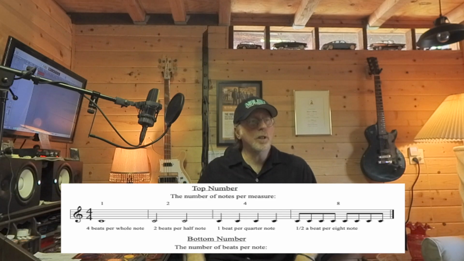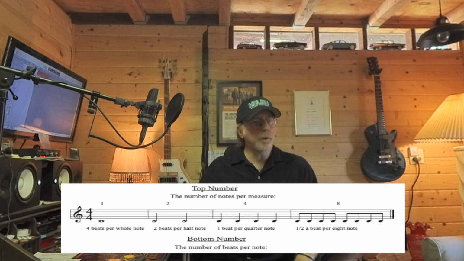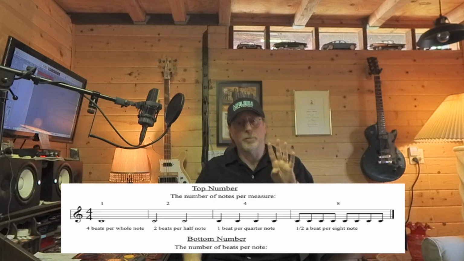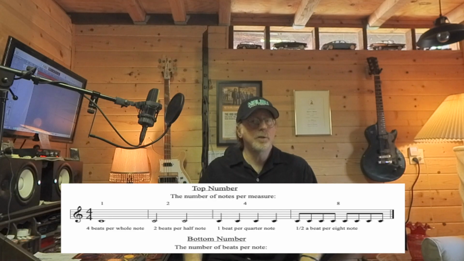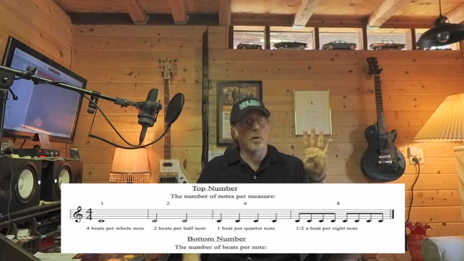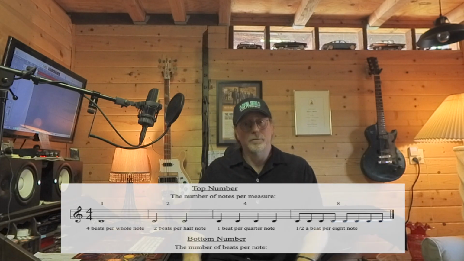Okay, the bottom number represents the number of beats per note, not per measure, but per note. So the whole note, we know, gets 4 counts or 4 beats. Each one of the half notes gets 2 beats. Each one of the quarter notes gets 1 beat. And each one of those eighth notes gets half a beat. So if you look at the numbers, 4 on the whole note, 2 on the half note, 1 on the quarter note, and a half on the eighth note. So in that case, the numbers are going down, right?